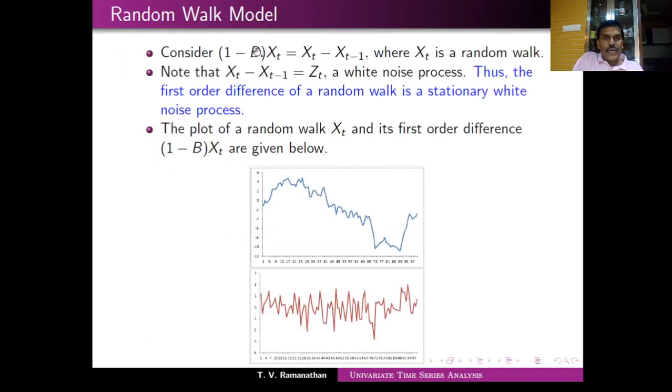So that's what is written here: (1 minus B) xt, where xt is a random walk, is a white noise process. So the first order difference of a random walk is a stationary white noise. Here I have shown you how you can achieve stationarity by a first order difference from a random walk. So this is a random walk process, and when you take the first order difference, it becomes stationary.